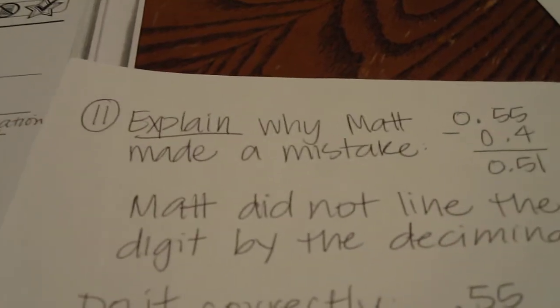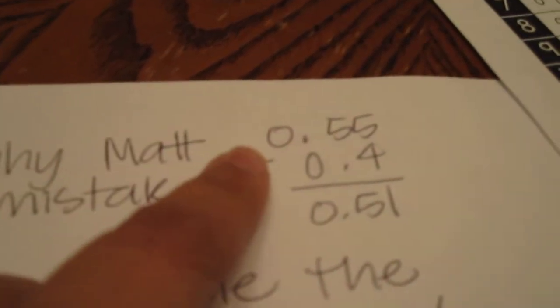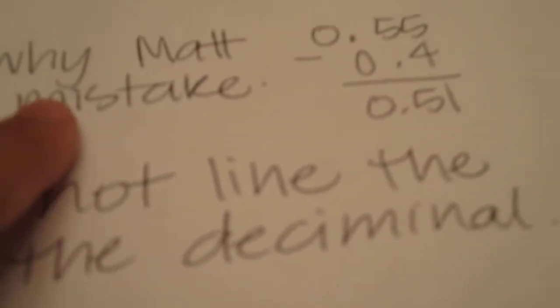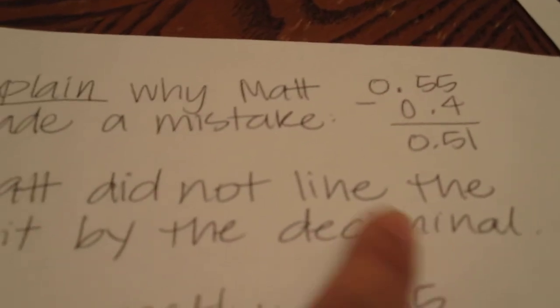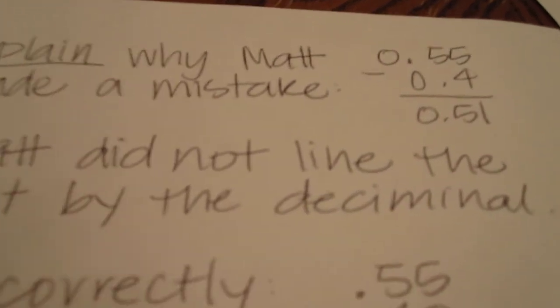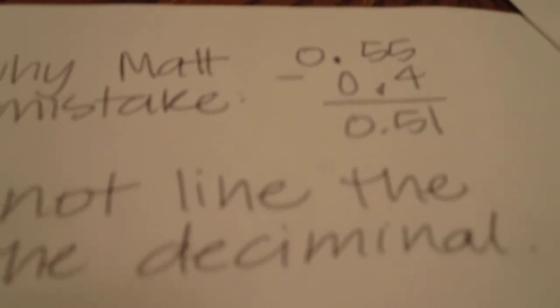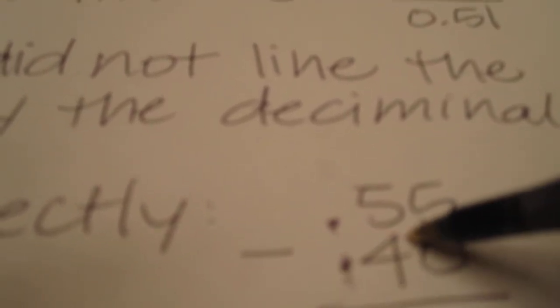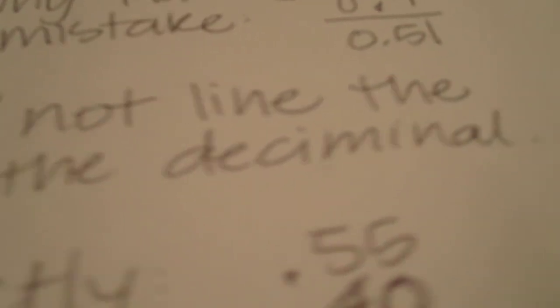The next one is 11. Right now you need to explain why Matt made this mistake. Take a look. Why did he make a mistake? And the answer is Matt did not line the digit by the decimal. So see that decimal point? They are not lined up. It should look like this. 0.55, there's the decimal, 0.4. And we know if it's 0.4, then we can add that 0 right there. This is it correctly, and the answer would end up being 0.15.